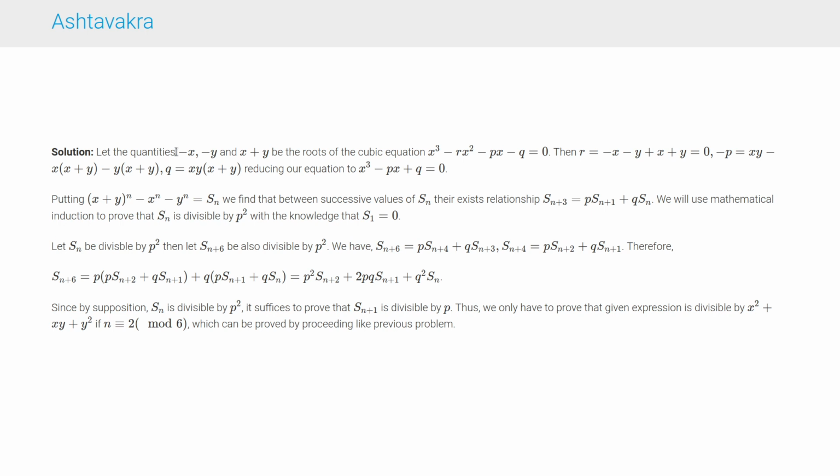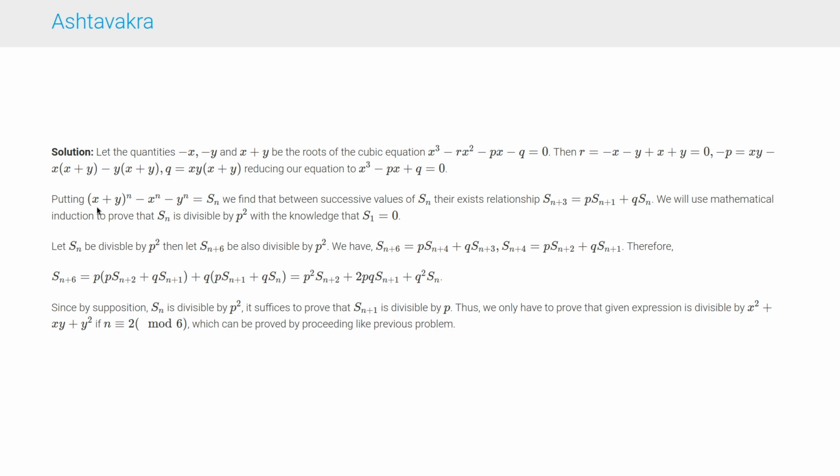So we let the quantities minus x, minus y and x plus y be the roots of the cubic equation x cube minus r x square minus p x minus q. Then r is equal to minus x minus y plus x plus y, which is 0. Minus p is equal to xy minus x into (x plus y) minus y into (x plus y), and q is equal to xy into (x plus y). This is from Vieta's relations. So this reduces our equation to x cube minus px minus q equal to 0.